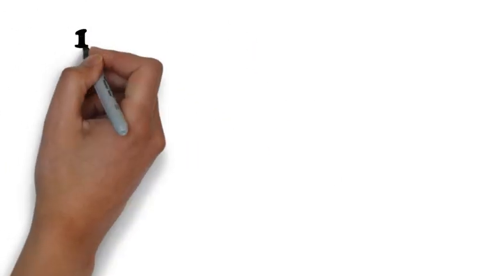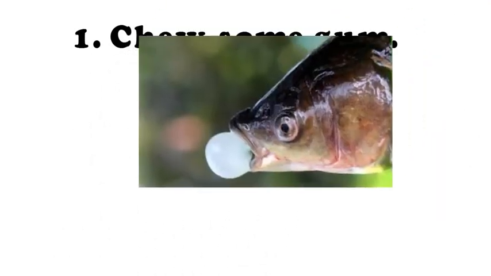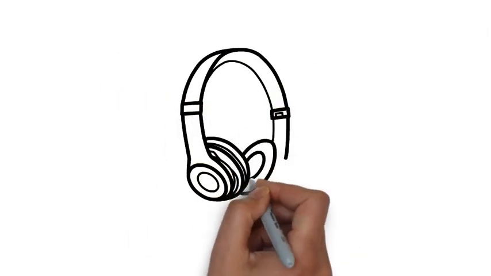1. Chew some gum. Chewing gum could be a good way to get rid of earworms. 2. Listen to the song. Listening to the song stuck in your head may bring closure and may help extract it.